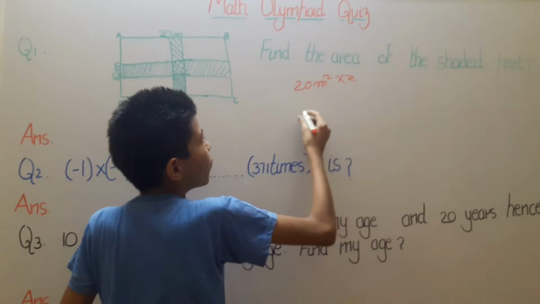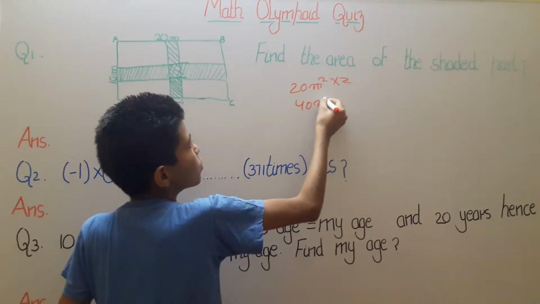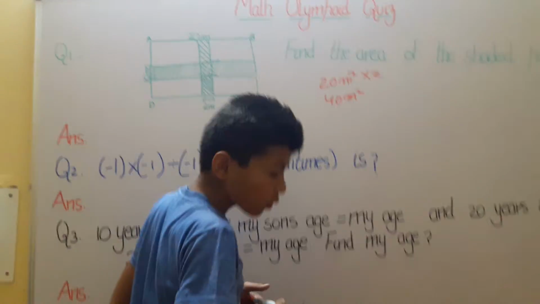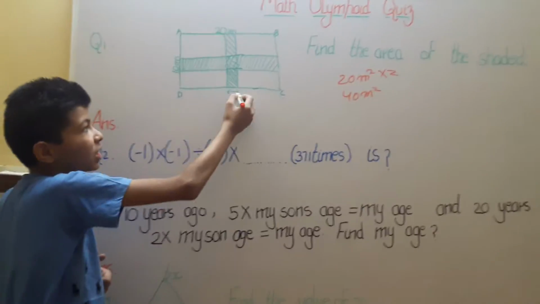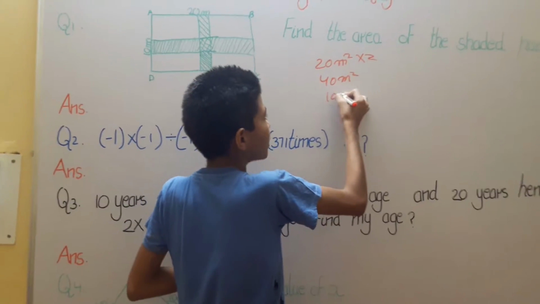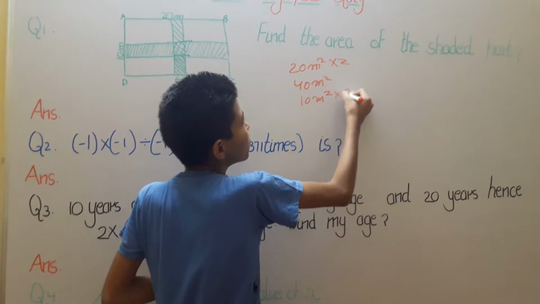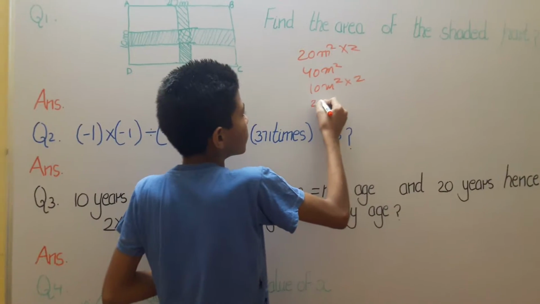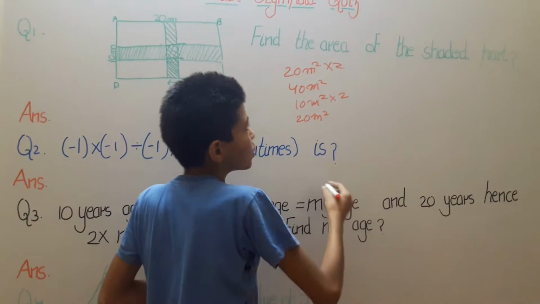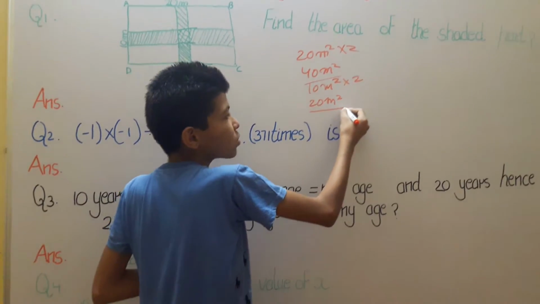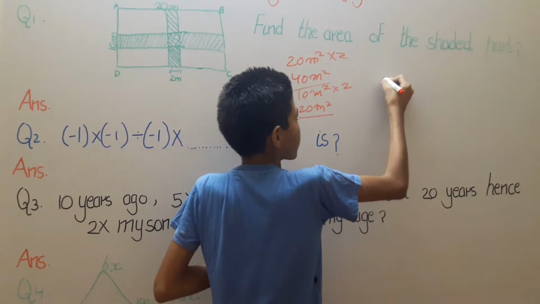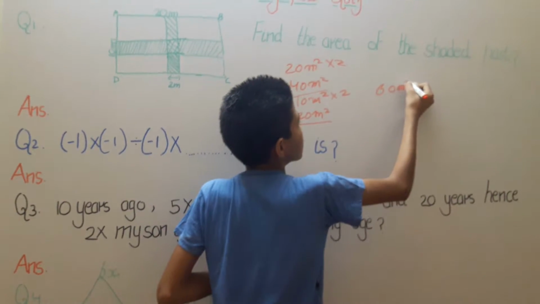multiplied by 2, we get 40 meter square. So we get 40, and to get this area we will multiply 10 meter into 2 meter. So 10 meter square multiplied by 2, we got 20 meter square. So the sum total, which is 40 meter square and the 20 meter square, is 60 meter square.